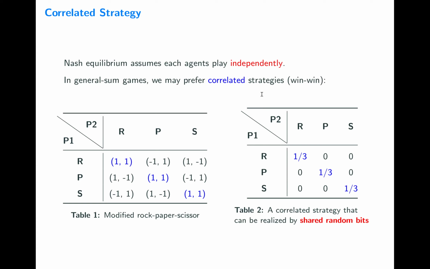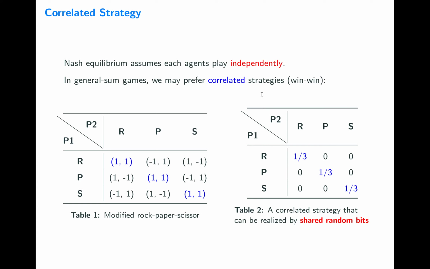So in that case, we can have a so-called correlated strategy. That is, both players have some coordination. They no longer play independent policies. They will play a random policy with this probability: with 1/3 probability, both of them play rock; with 1/3 probability, both of them play paper; and with 1/3 probability, both of them play scissors.